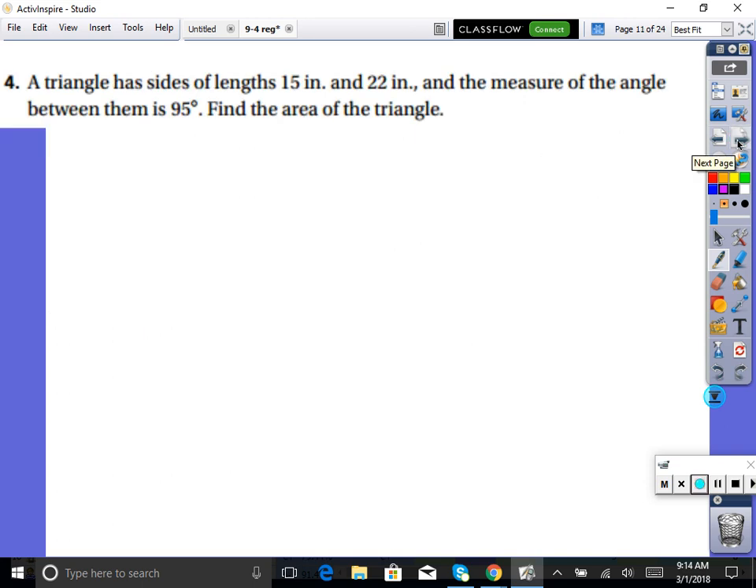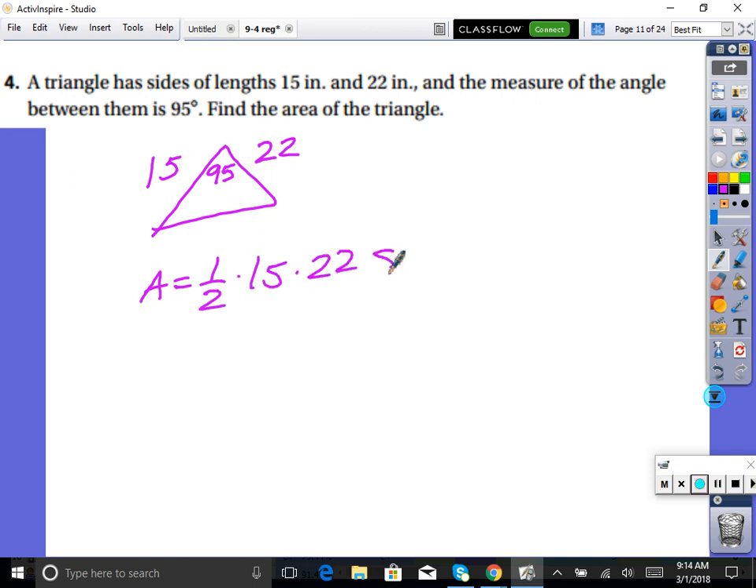It'll probably be pretty straightforward, yes. So if it says to you in words, just look how easy it is. A triangle has a side length of 15 and 22, and the measure of the angle between them is 95. Find the area. So wouldn't you just go 1/2 times 15 times 22 times the sine of 95? Okay, sweet. Do the ones on the homework. You're going to be doing problems on the back.